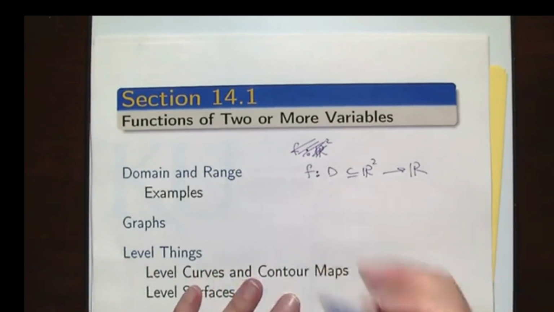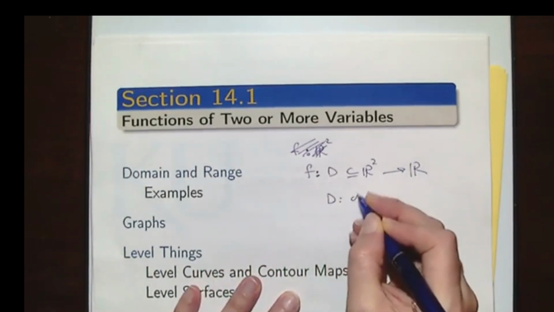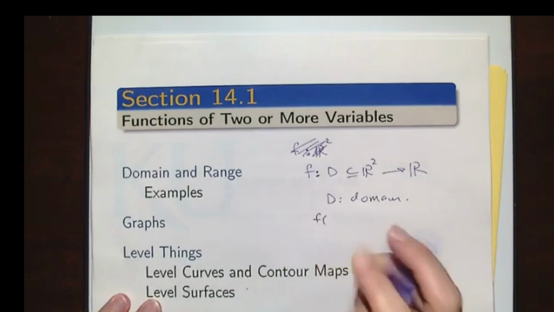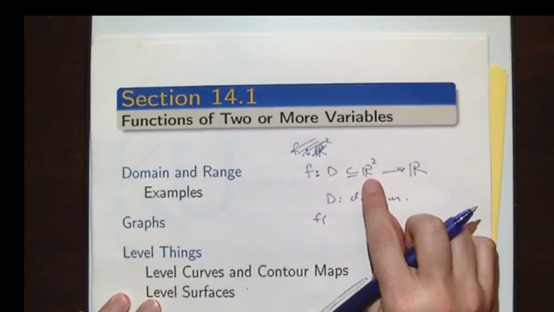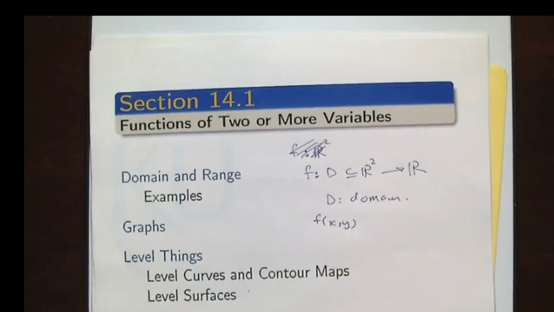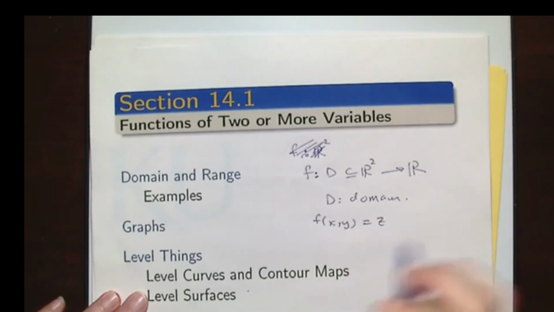That D is the domain. What is domain? Every input that you can put in. Okay? So what does this do? F acts on a point in R2. What is a point in R2? X and Y. Then it spits out a number that is just a real number. That's the function of two variables.